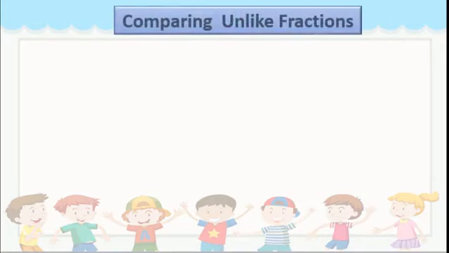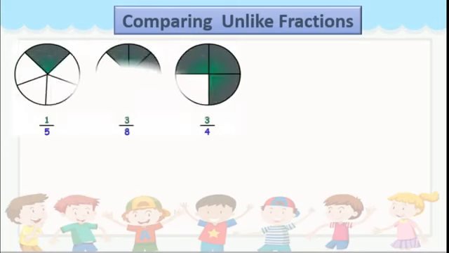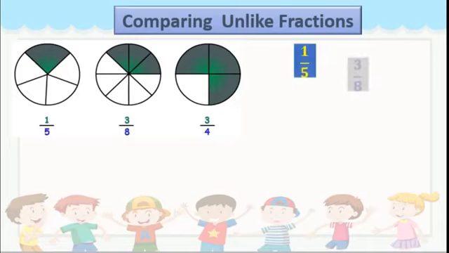Now here, comparing unlike fractions. Now we just went through comparing like fractions. Here we will compare unlike fractions. See, 3 fractions are given: 1 upon 5, 3 upon 8 and 3 upon 4. I will write here once again. Okay, now the first thing is to take out the multiples of the denominators.